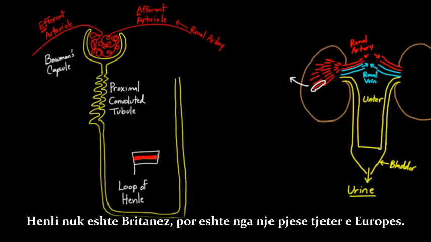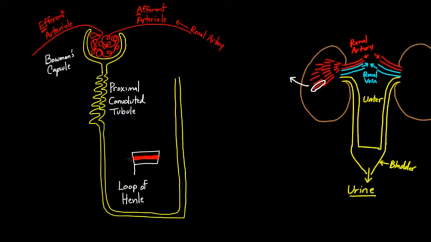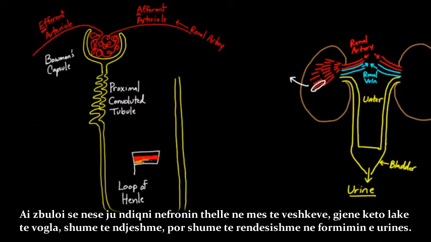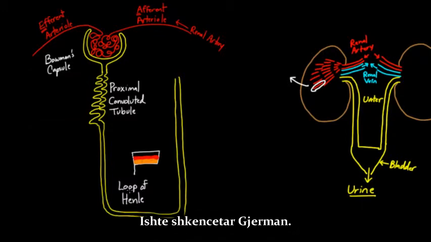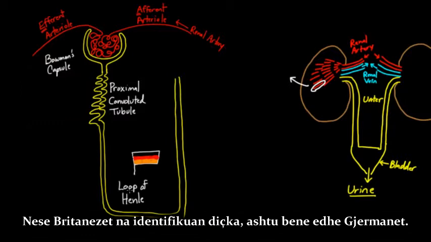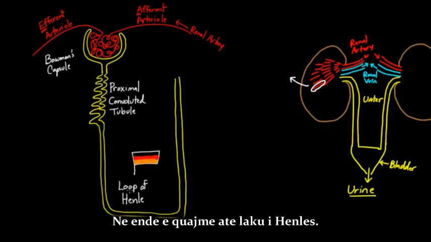Let's see if you can guess before I finish this drawing. He discovered that if you follow the nephron deep into the middle of the kidney, it has these little loops, very delicate loops, but very important in helping urine form. And he was a German scientist. And so if the British are going to identify something, so will the Germans. And so we still call that the loop of Henle.